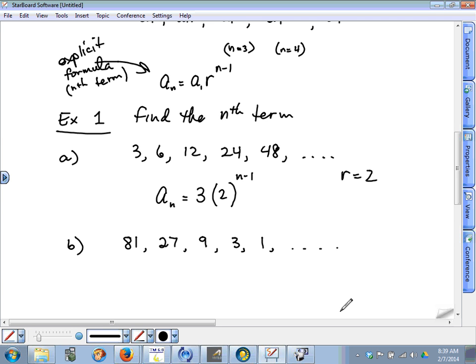So we've got to determine what type of sequence. Is it geometric? Is it arithmetic? It could be neither. It doesn't have to be one of those two. You could just have a random list of numbers with no pattern.